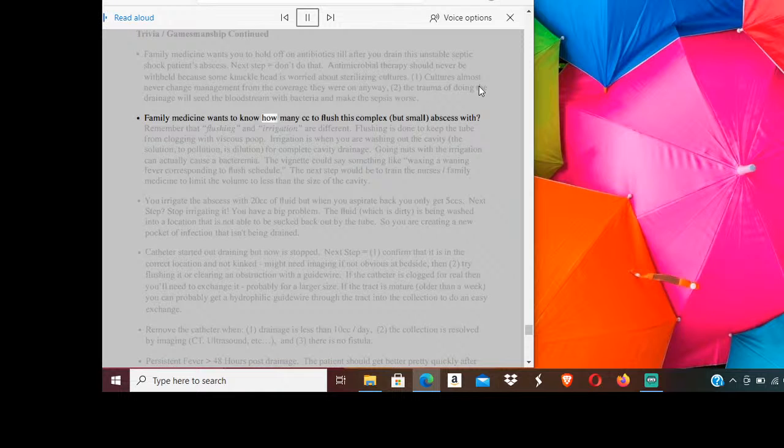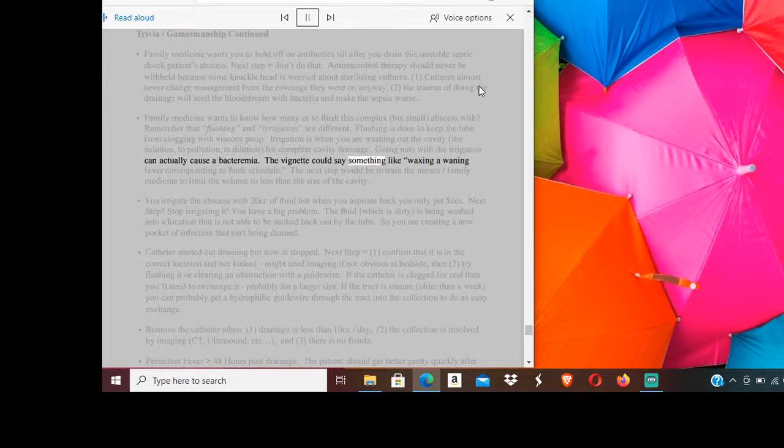Family medicine wants to know how many cc to flush this complex but small abscess with. Remember that flushing and irrigation are different. Flushing is done to keep the tube from clogging with viscous poop. Irrigation is when you are washing out the cavity. The solution to pollution is dilution for complete cavity drainage. Going nuts with the irrigation can actually cause a bacteremia.